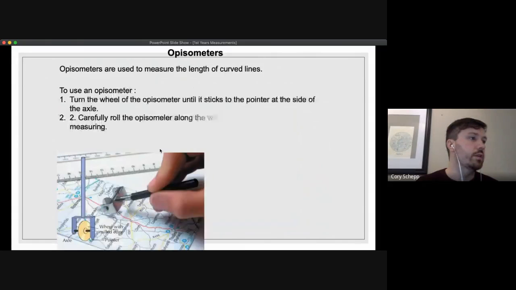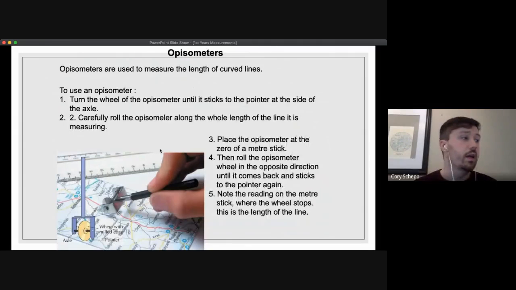So again, lots of words here. This is just how to use it, because in our class we'll have one that looks more like this. It's really, really basic. It's just a wheel on an axle attached to a handle. And I'll show you guys more of how to use this in class. But basically, you roll it until the point sticks. You reset it. This is the point right here, or the point down here. And then you roll it again till the point sticks, and that's how you use it.